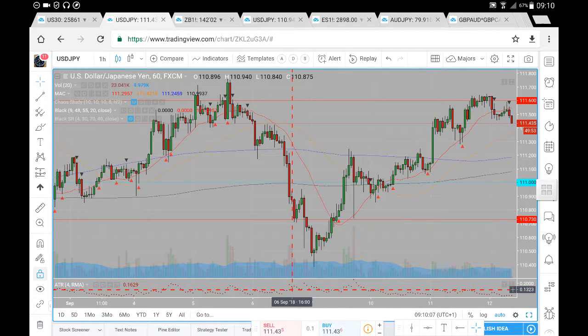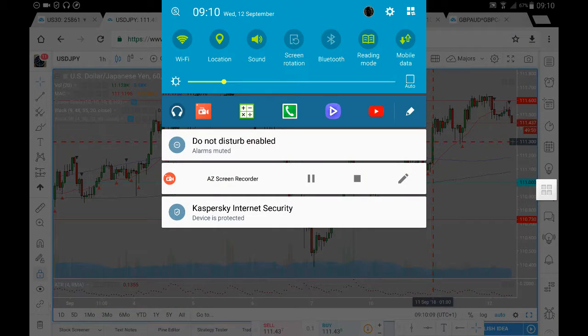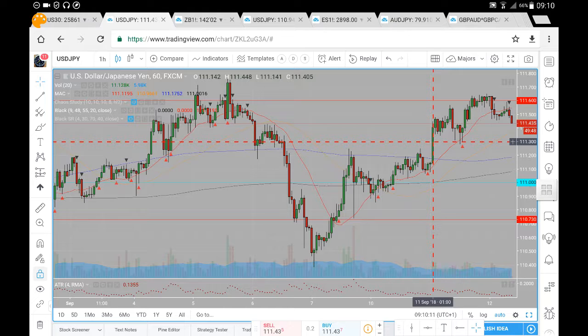So this US dollar Japanese yen analysis for Wednesday, the 12th of September. Now let's just have a look at the prices. Previously we've had prices hold support around that 111.